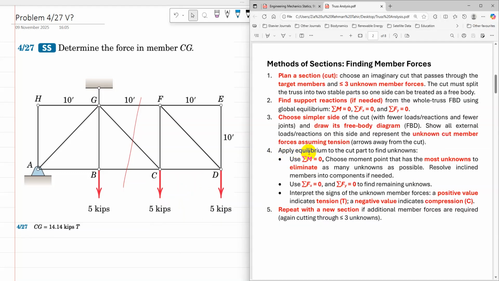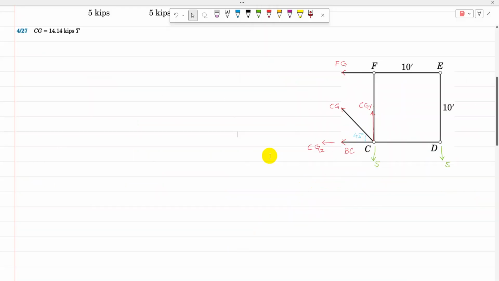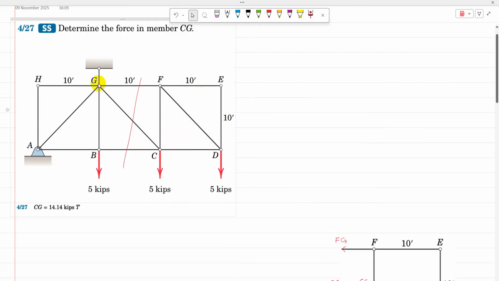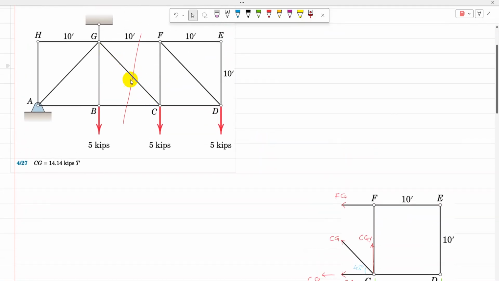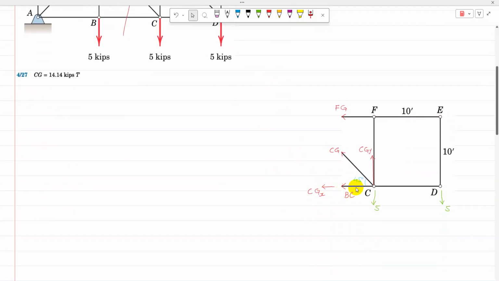The next step is to apply equilibrium to the cut part to find the unknowns, using sigma M equal to 0, then sigma Fx equal to 0 and sigma Fy equal to 0. There is one inclined member CG making an angle of 45 degrees, because in a right triangle with two equal sides, both angles other than the right angle are 45 degrees. So CG makes an angle of 45 degrees with the horizontal.